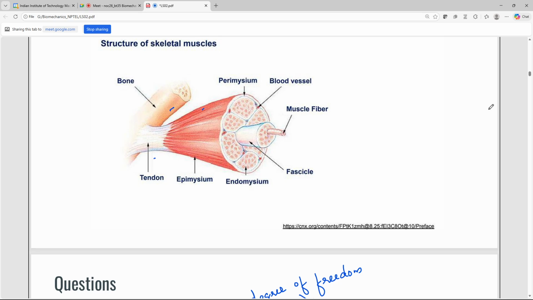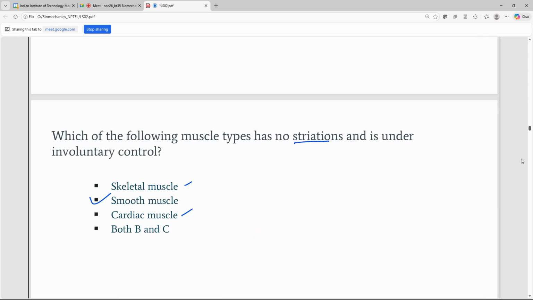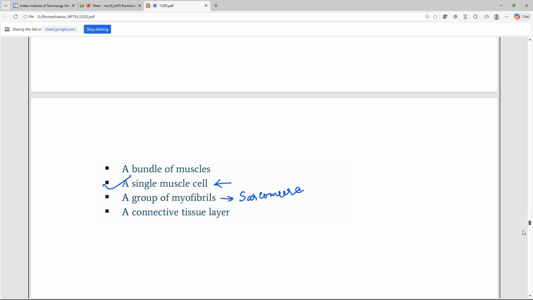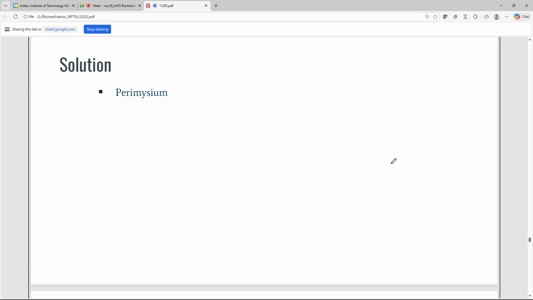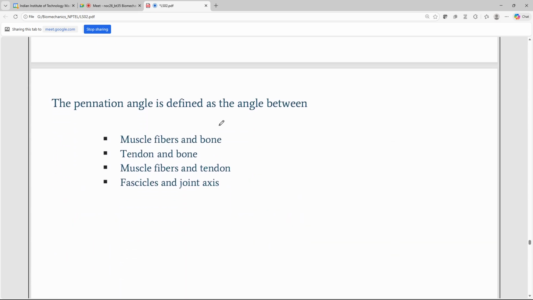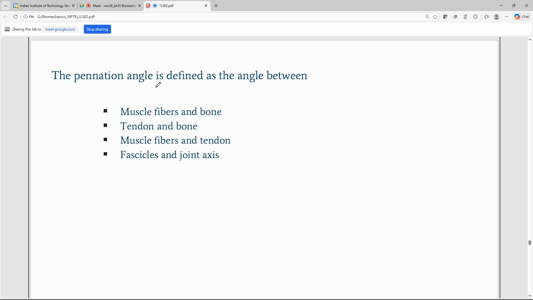If you see here, this is a particular muscle fiber in the middle, and a bunch of muscle fibers is known as a fascicle, a muscle fascicle, and these muscle fascicles are covered by, you can see here, perimysium. Okay, next question. This we have already discussed, the pennation angle. Pennation angle is the angle between muscle fibers and tendon.